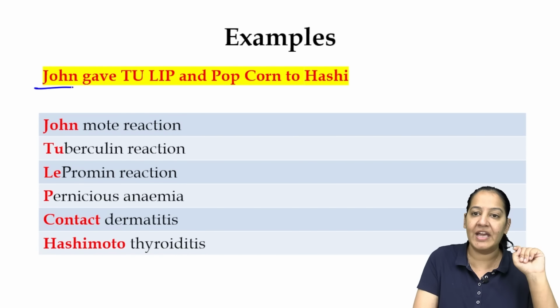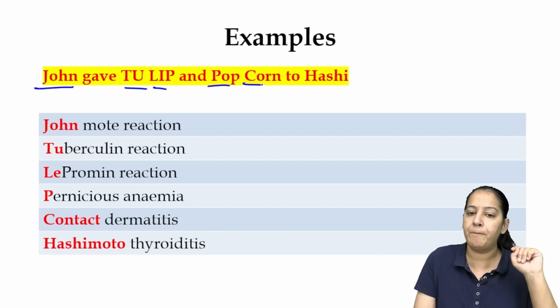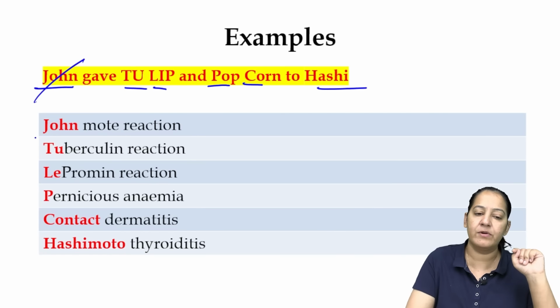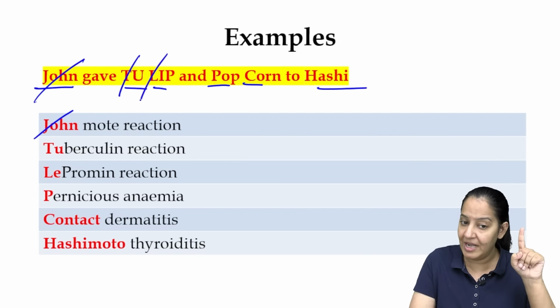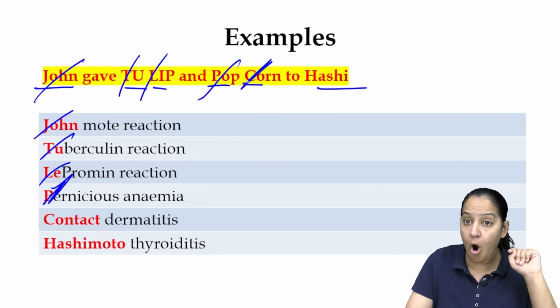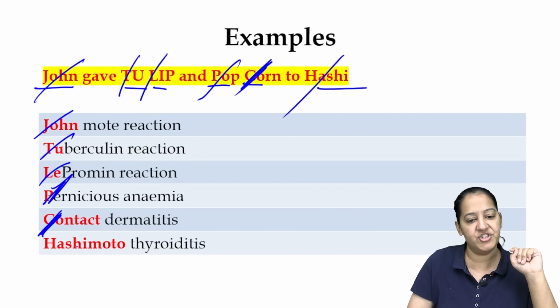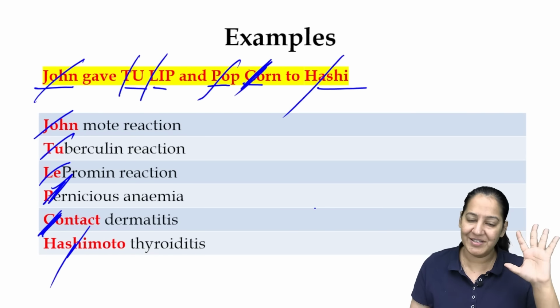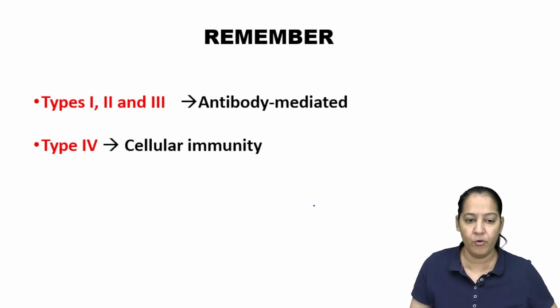The mnemonic is John gave tulip popcorn to Hershey. So John stands for John Motte reaction. Tulip, tuberculin and lipramin. Pop, pernicious anemia. Corn, contact dermatitis. And Hershey is Hashimoto thyroiditis. You got it? So these are the 4 examples of type 4 hypersensitivity.